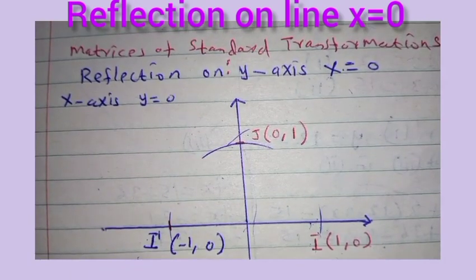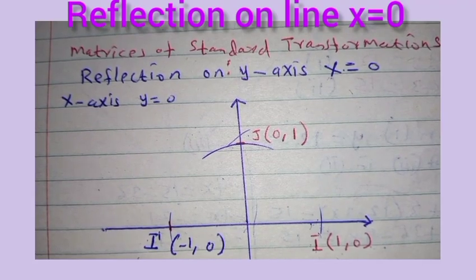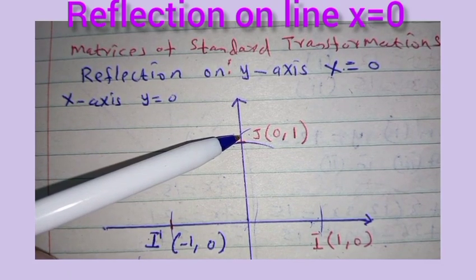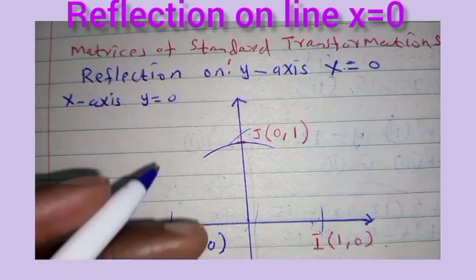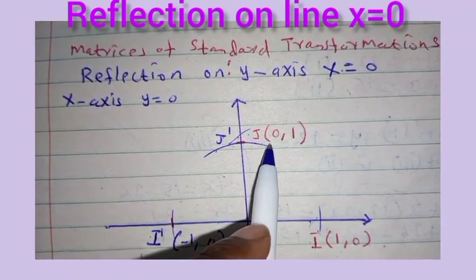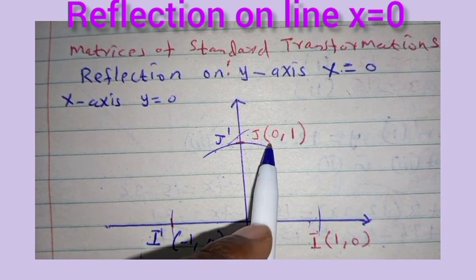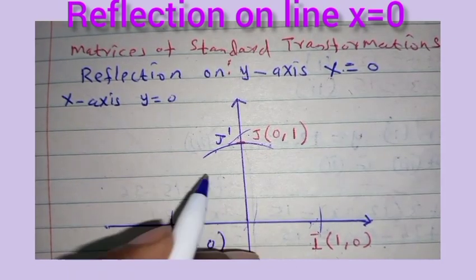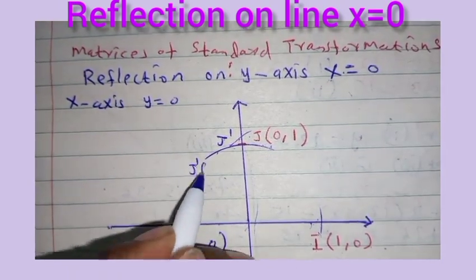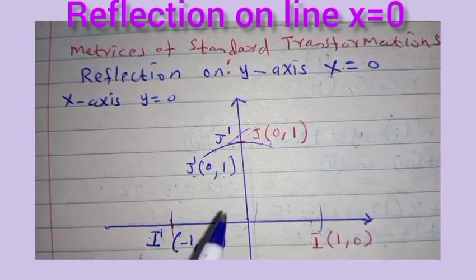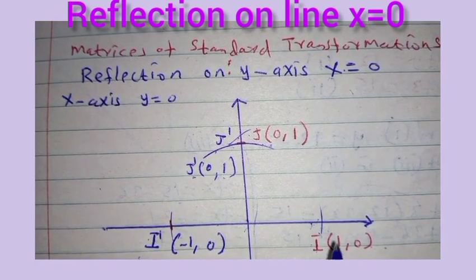Then, on the other hand, J lies on the mirror line, and so its perpendicular distance from the line is 0. This is the mirror line. So J prime is the same point here. Its perpendicular distance from the mirror is 0. So the image of J is the same as J, that is 0, 1. That is the value.